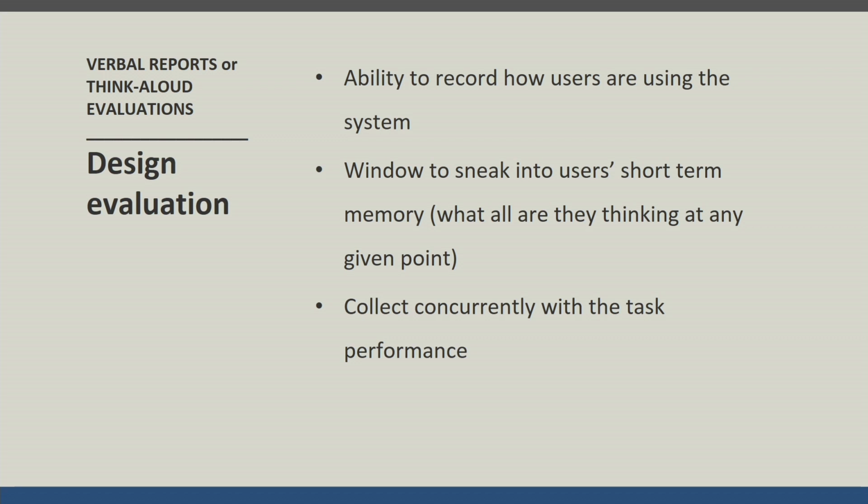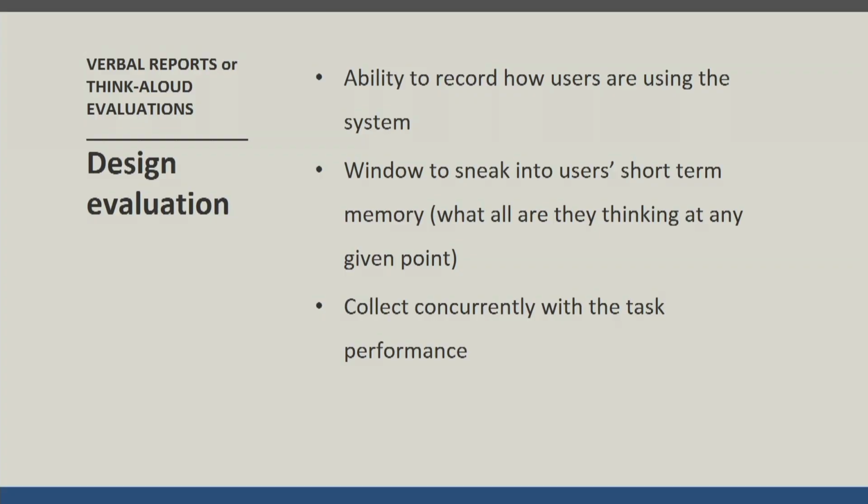Once you have detailed these dimensions or have a good understanding of these dimensions, you can choose a particular method. Now, let us start considering these methods one after the other. The first method that I am going to detail before you is the verbal report or think aloud evaluation. What is happening here is that you are asking your users to verbalize their interactions with the interactive artifact. So, here, the method has the ability to record how users are using the system. And it is a window to see the contents of their short-term memory.